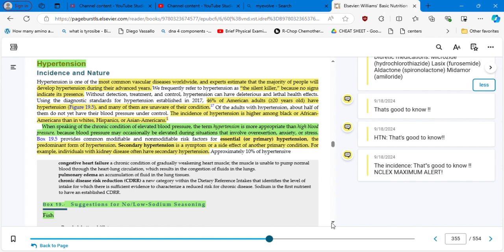Now we have essential or primary hypertension, the predominant form of hypertension. Then we have secondary hypertension, which is a symptom or a side effect of another primary condition. For example, individuals with kidney disease have secondary hypertension.